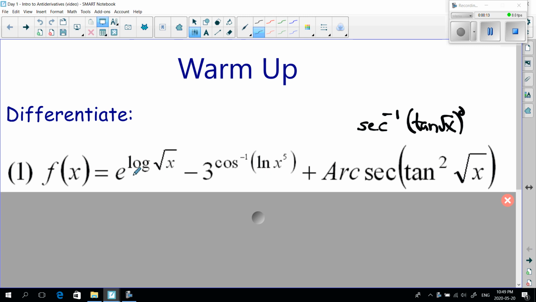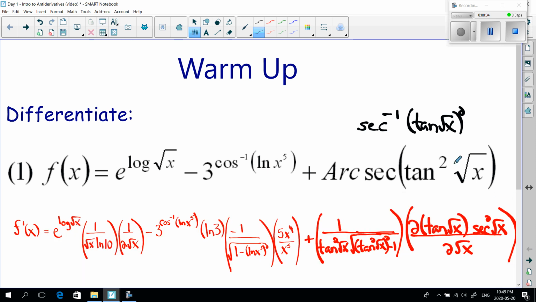I want you to differentiate the function e to the power of log root x minus 3 times the inverse cosine of ln x to the fifth plus the inverse secant of tan root x squared, or tan squared root x.